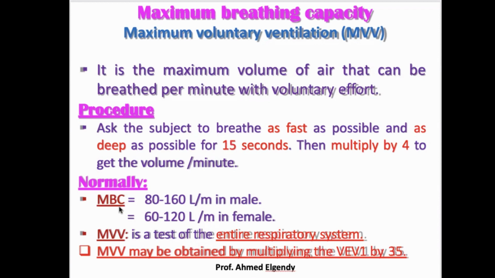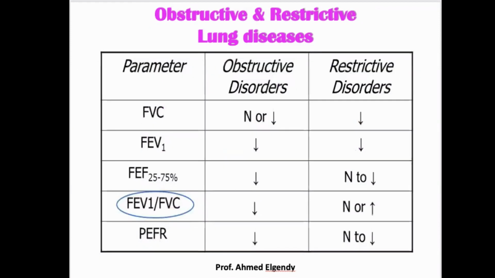Normally, MBC is 80 to 160 liters per minute in males. In females, 60 to 120 liters per minute. So what is MVV? It is a test of the entire respiratory system. Maximum voluntary ventilation may be obtained by multiplying the FEV1 by 35. So this is the test for the entire respiratory system.